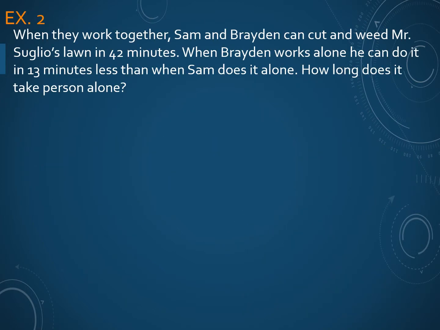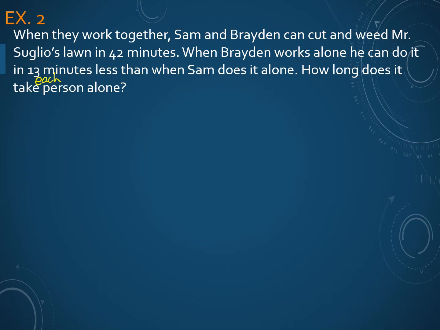We're now going to switch gears, get into some word problems. And word problems for this unit maybe are what you would consider to be the hardest. So we've got, when they work together, Sam and Brayden can cut and weed Mr. Sulio's lawn in 42 minutes. When Brayden works alone, he can do it in 13 minutes less than when Sam does it alone. How long does it take each person to do it alone?